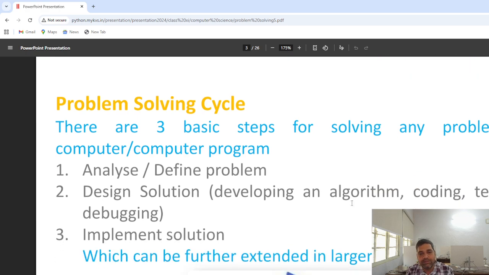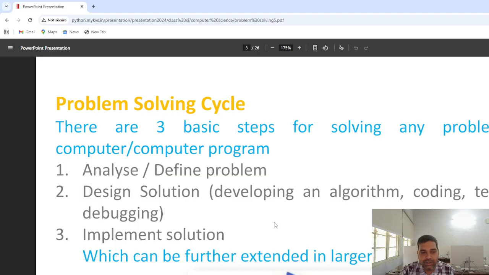Now see, what is the problem solving cycle? There are three basic steps for solving any problem using a computer or computer program. First, we define the problem, that is, do the analysis of the problem. So define your problem well, try to understand your problem well. Second, design the solution, develop the algorithm: how to find the solution, how to overcome that problem. So develop an algorithm, do the coding, then testing, then debugging, find the errors. When you get the correct output, then it will be a solution for your problem.